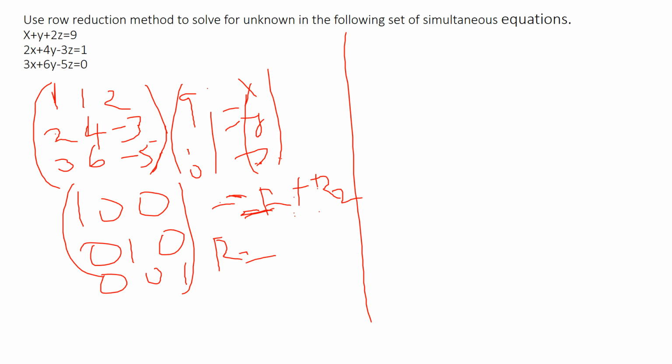our new row 2. And how do we achieve that? We have said we take negative 2, we multiply it by row 1, and then we add it to row 2. So our first element in row 2 will be negative 2 in bracket multiplied by 1, which is in row 1, then we add 2, and this will result to 0. Then negative 2 multiplied by 1, plus 4, this will result to 2. Then negative 2 multiplied by 2, plus negative 3, this will result to negative 7. And then the other one, negative 2 multiplied by 9, which is in row 1, and then we add 1, and this will result to negative 17.